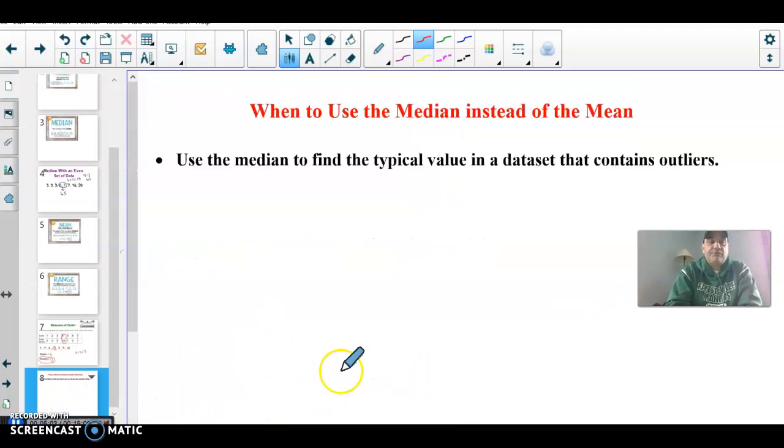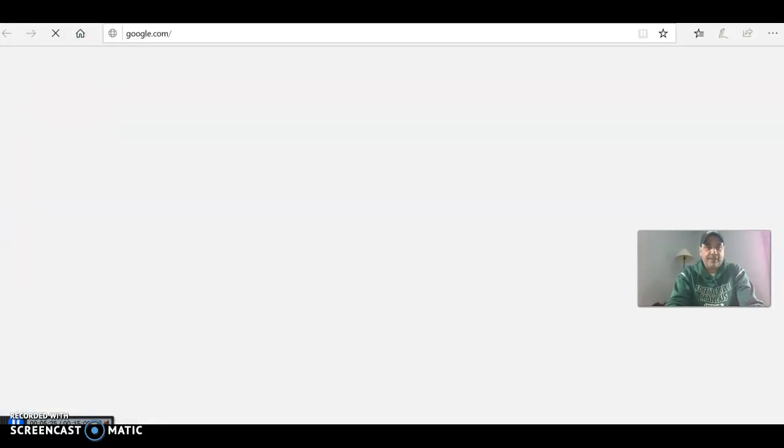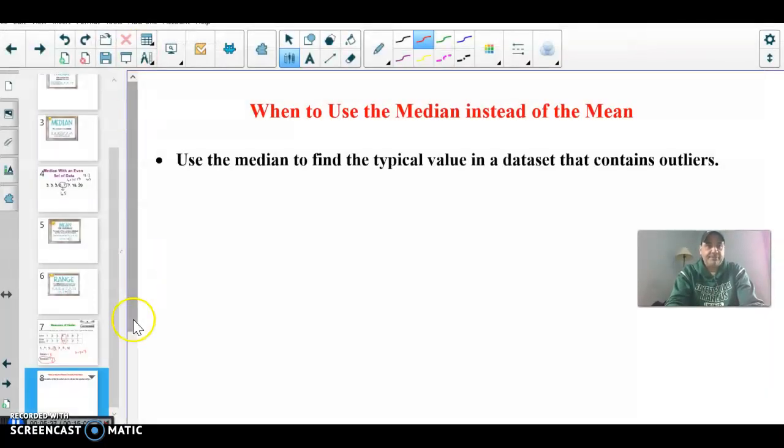So your takeaway for today's lesson, when to use the median instead of the mean. Use the median to find the typical value in a data set that contains outliers. If it doesn't contain any outliers, then use the mean. A great real life example of this is in real estate. There's lots of different examples, but one that often you'll see is in real estate.